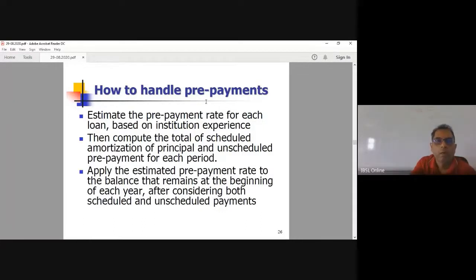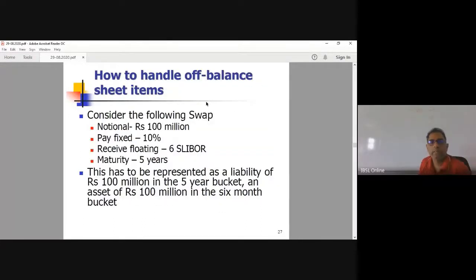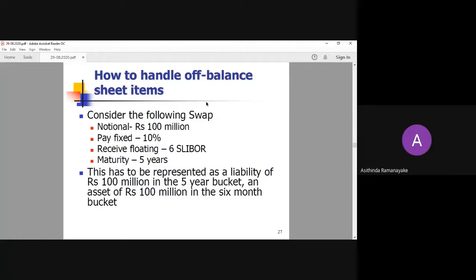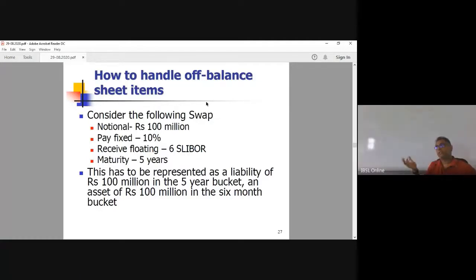All right. So next one is on how to handle off-balance sheet items. So what is an off-balance sheet item? Can somebody tell me that first? What is an off-balance sheet item? It's a contingent liability. Sorry, I didn't hear you. What was that? Contingent liability, which may occur on the occurrence of few events in the future times. Exactly. So you're not sure whether it's going to happen or not. It's contingent on something happening.